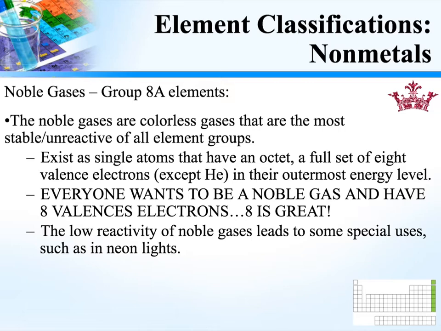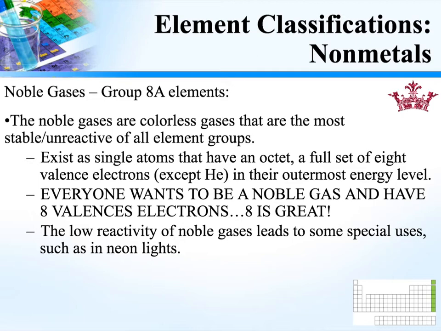The noble gases are colorless gases that are the most stable or unreactive of all the element groups. They exist as single atoms that have an octet, so they have a full set of 8 valence electrons, except for helium, okay, because helium only has 2. But they all have full outermost energy levels.